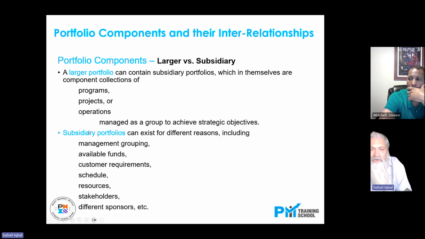But that is about the subsidiary portfolio. The larger portfolio is the main portfolio, right? That encompasses everything. All subsidiary portfolios and programs and projects, they all come under the larger portfolio.